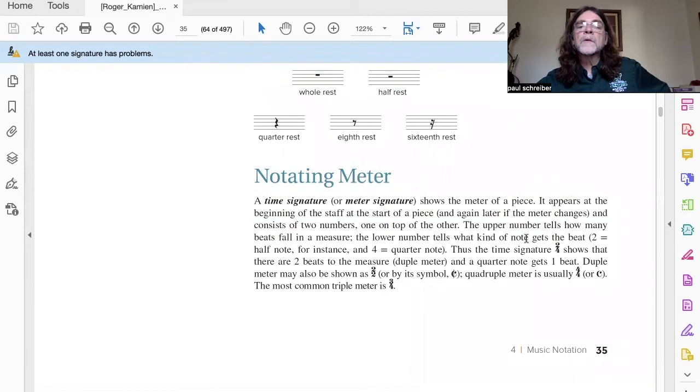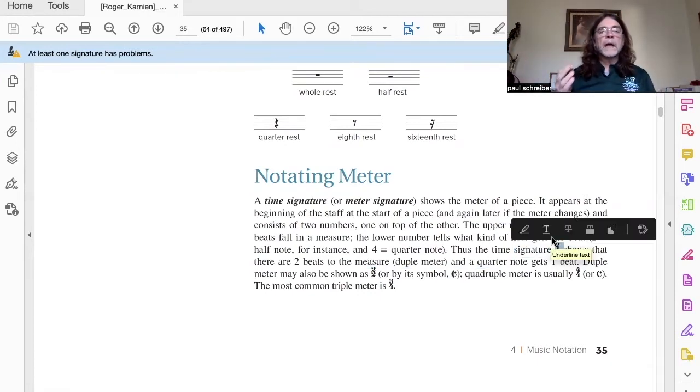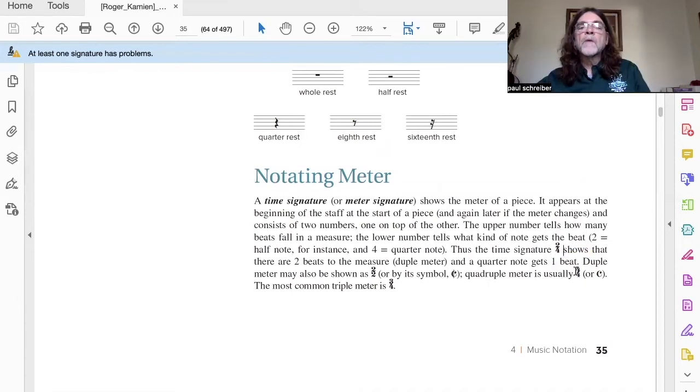So here in the book, it says 2/4 shows that there are 2 beats in the measure, and it's called duple meter, but forget that. And the quarter note gets the beat. In other words, the upper number in the 2/4 is how many beats there are, and the lower number is what gets the beat. The most common one we see is 4/4.